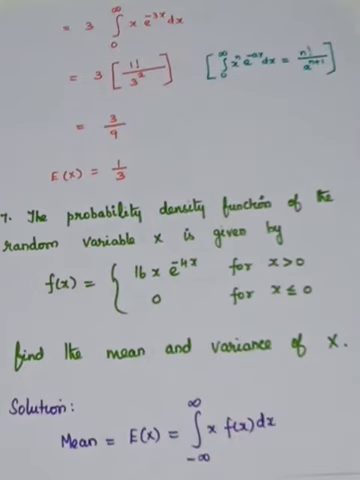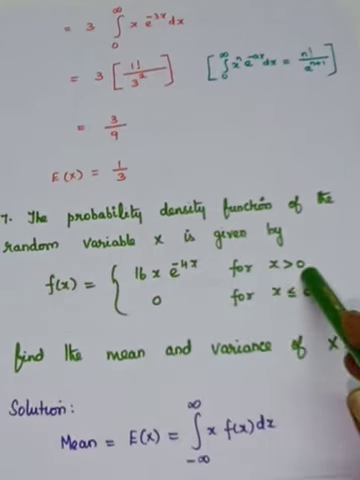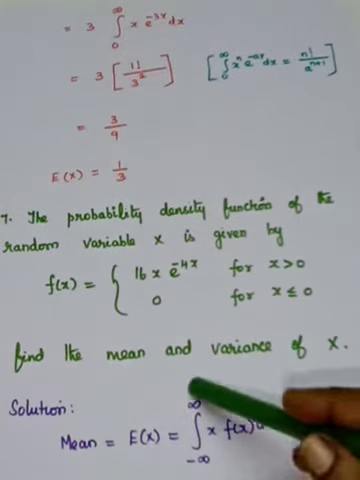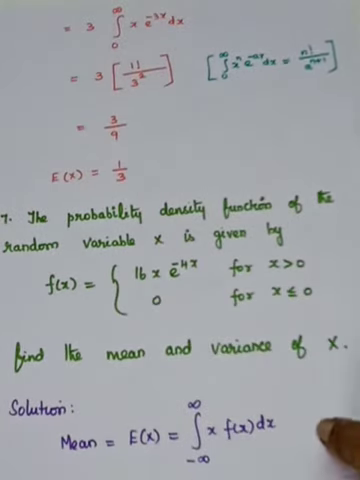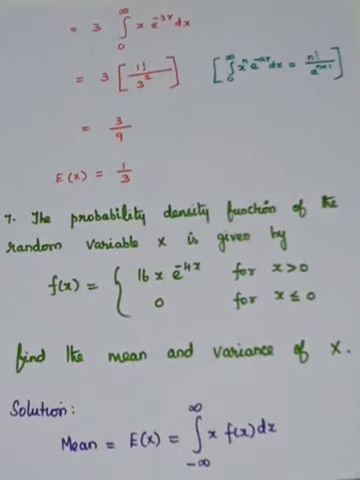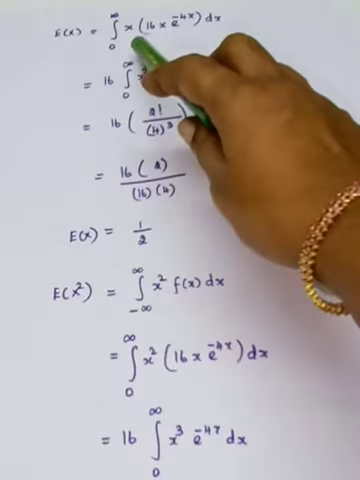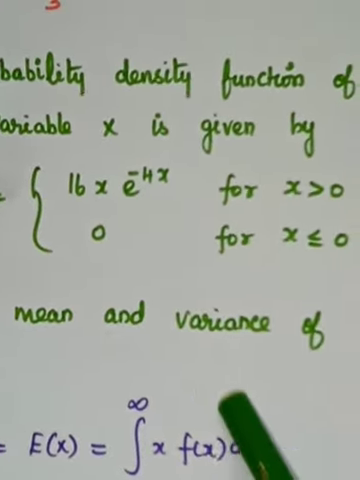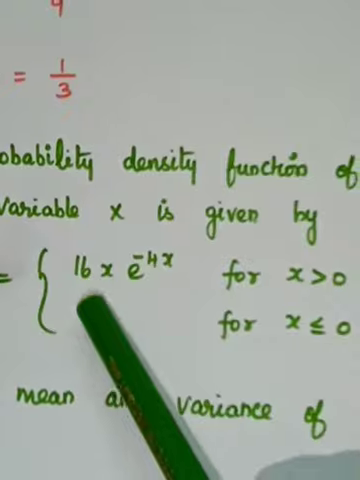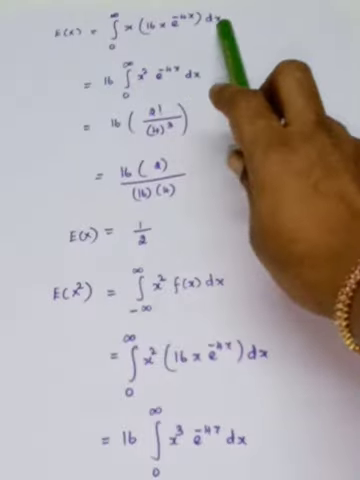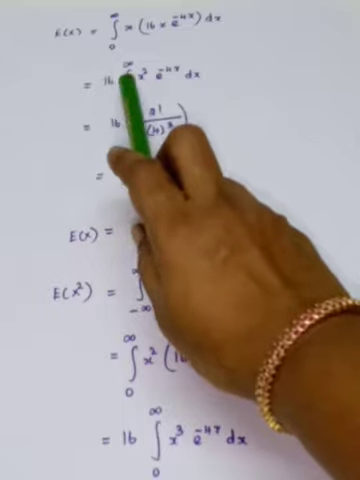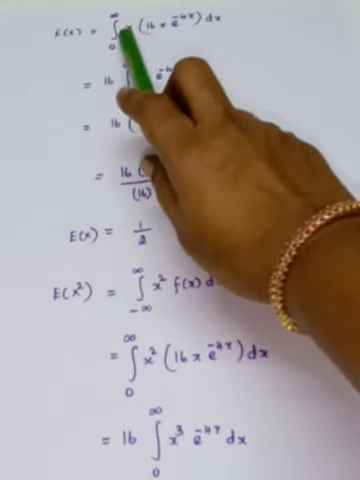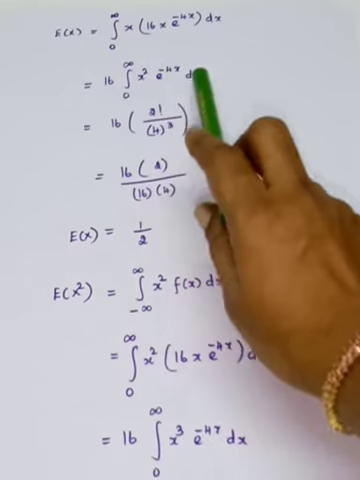So according to this problem, for x less than or equal to 0, your f of x is 0. So only for x greater than 0 is your f of x nonzero. So therefore this limit can be written as minus infinity to 0 and 0 to infinity. So minus infinity to 0, your f of x is 0. So we'll have integral 0 to infinity x. In the question itself you are having x. In the f of x you have to write 16x e power minus 4x into dx. This 16 is taken out. So here integral 0 to infinity x into x is x squared e power minus 4x into dx.